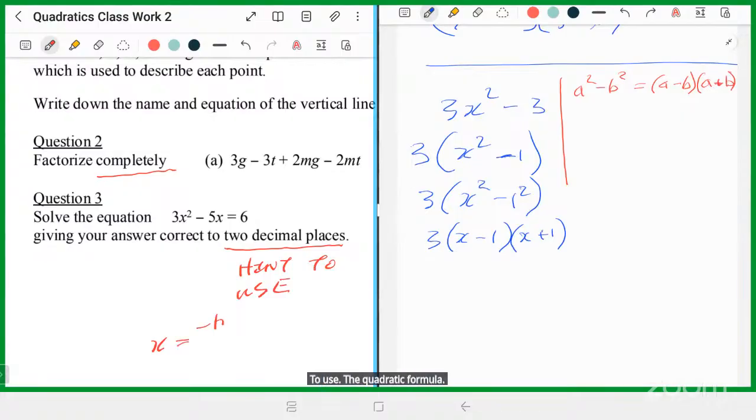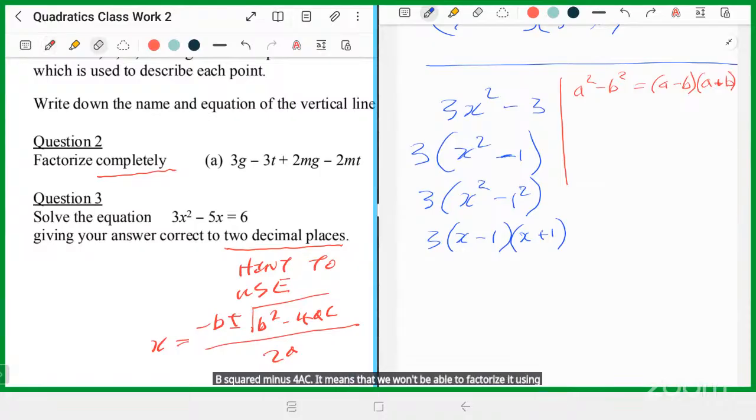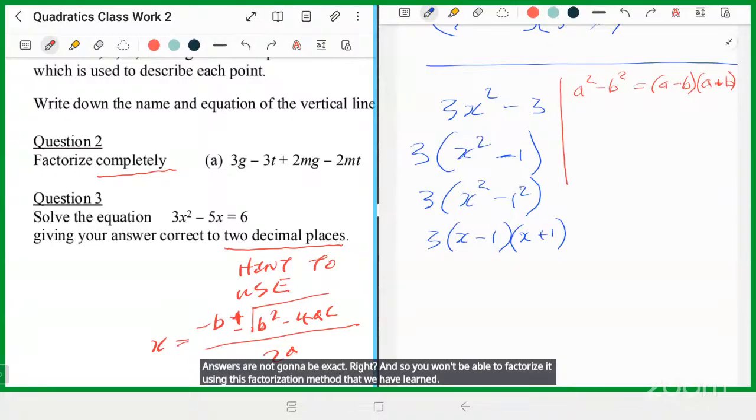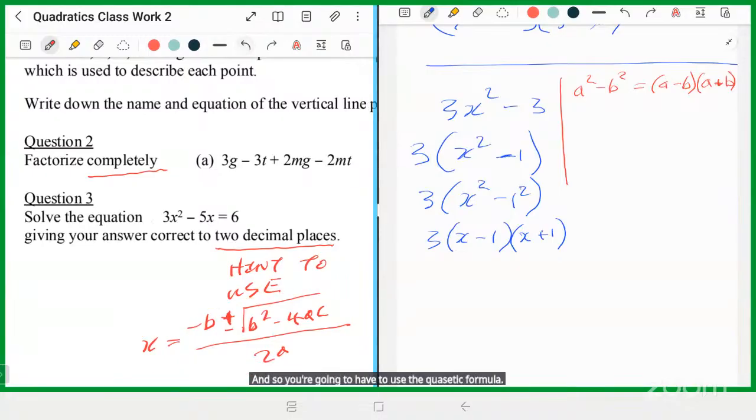x equals minus b plus or minus the square root of b squared minus 4ac, all over 2a. It means that we won't be able to factorize it using the AC method that we learned to get those integer values. Asking for 2 decimal places basically says the answers are not going to be exact, so you won't be able to factorize it using the factorization method that we have learned. You're going to have to use the quadratic formula. It's like a hint, so it makes no sense to waste time trying to use factorization on this. So remember that, guys.